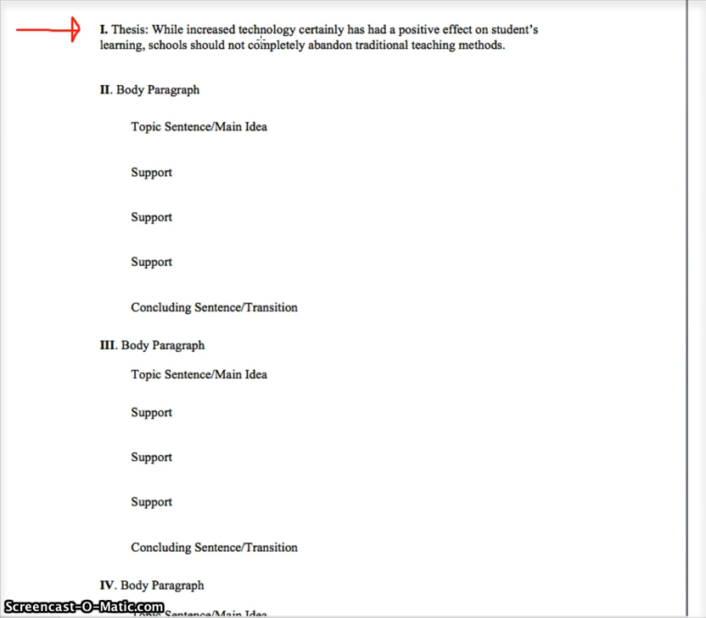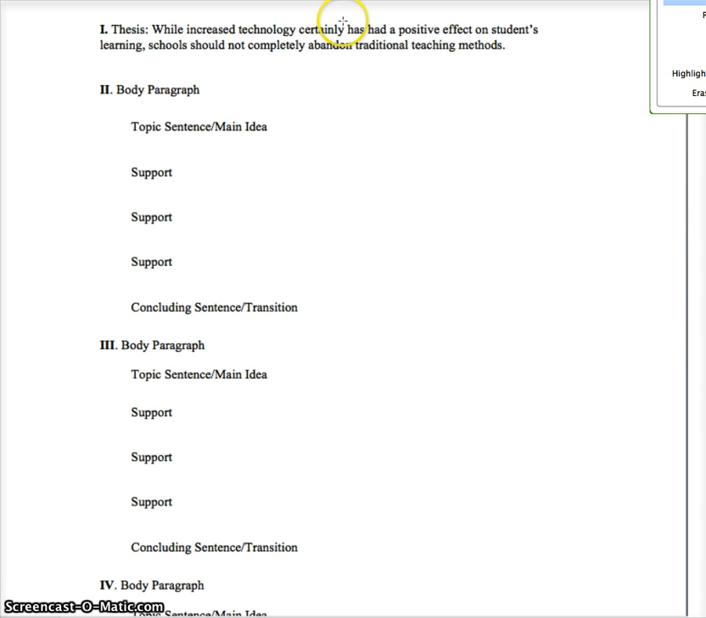But the thesis I'm going to be using for this example is, while increased technology certainly has had a positive effect on students' learning, schools should not completely abandon traditional teaching methods. Okay, so remember, this is my thesis, so it is my main argument, right? This is my entire paper crushed down into one sentence. Okay, so that is what the thesis is. That's pretty straightforward. I don't think I need to spend a ton of time talking about that before I move on to the next one.